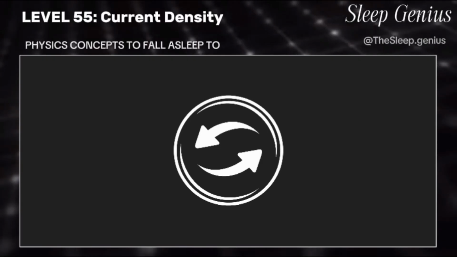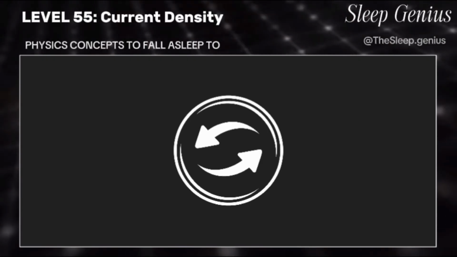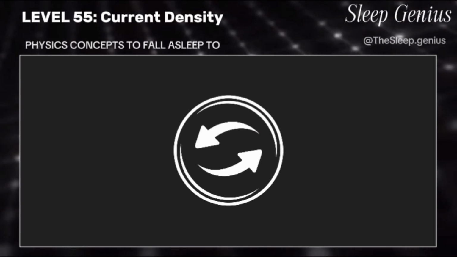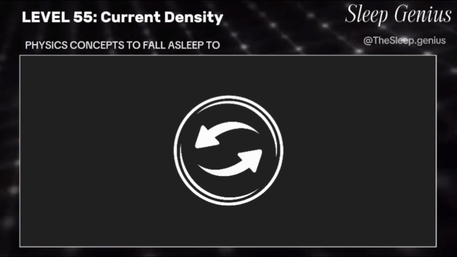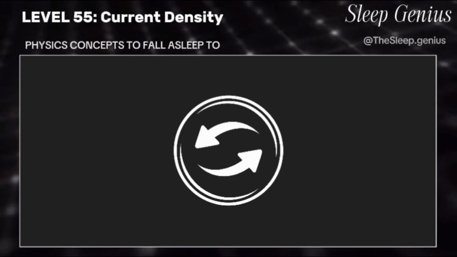Current density explains how electric current spreads through a material. It tells us how much electric charge flows through a specific area in a given time. Instead of only asking how much current flows, this idea asks where and how tightly the current flows. The main principle is simple. Same current can behave differently depending on area.